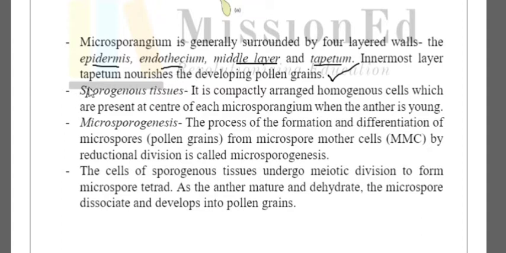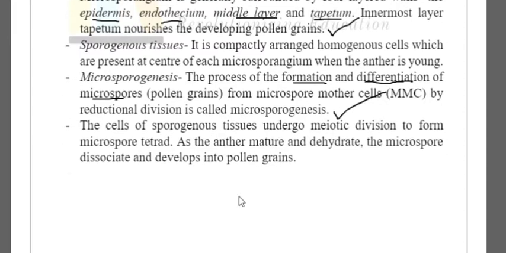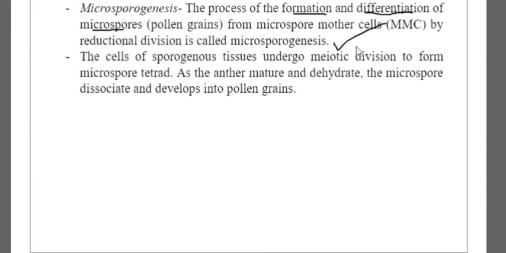So there are the sporogenous tissues which are compactly arranged and they are of the same type. So they are homogeneous cells, and where are they found? They are found in the center of each microsporangium when the anther is young. And the process of formation and differentiation of microspores, that is the pollen grains, from the microspore mother cells by a reductional division is called microsporogenesis, and this reductional division we already know is meiosis. So the cells of sporogenous tissues undergo meiotic division to form the microspore tetrad. There are four different parts of it, so it's known as tetrad.